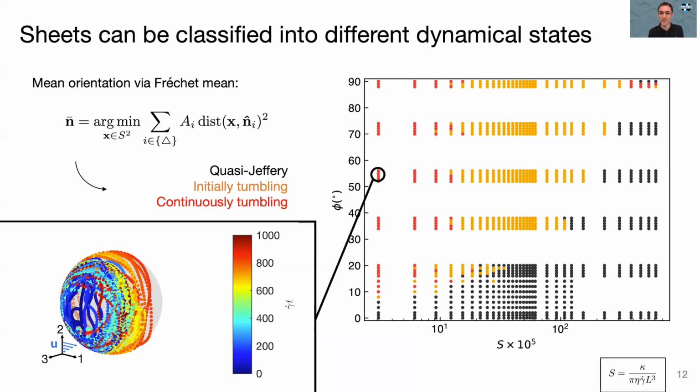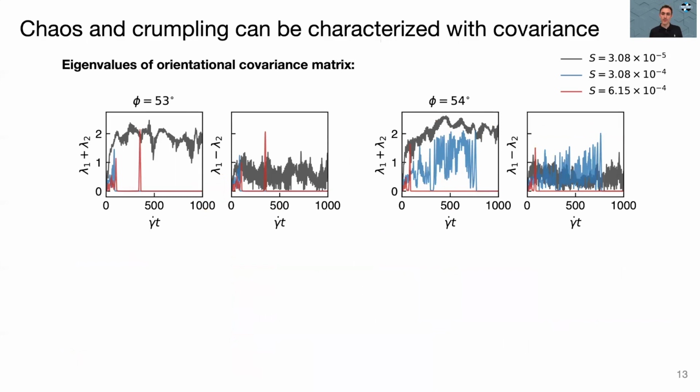But exciting things happen for the continuously tumbling, very soft sheets. One can see that the orientation continues to change over the entire time we observe it. In order to quantify crumpling, we looked at the eigenvalues of the covariance matrix of all the little unit normals, their spread about the mean orientation.